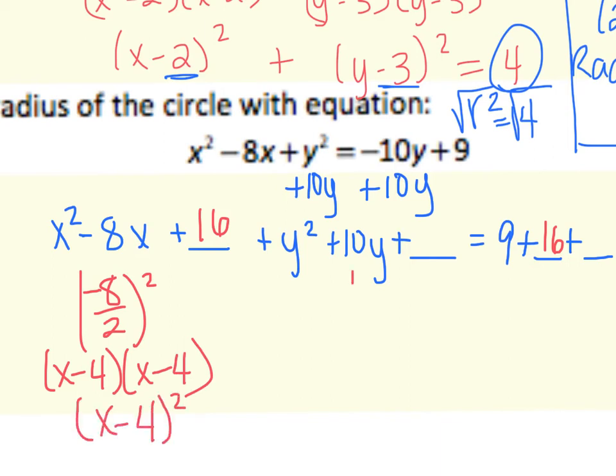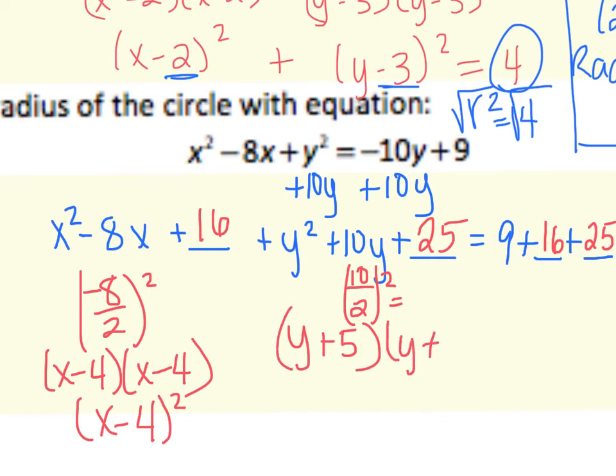Doing the same thing for the y's: 10 divided by 2, and you square it. This is going to be 25, so I'll add it on the left and on the right. Again, it's because I want to write it using two of the same factors, so I can get it to look like the equation of a circle without changing anything. So y plus 5 squared. Now 9 plus 16 plus 25 is 50.